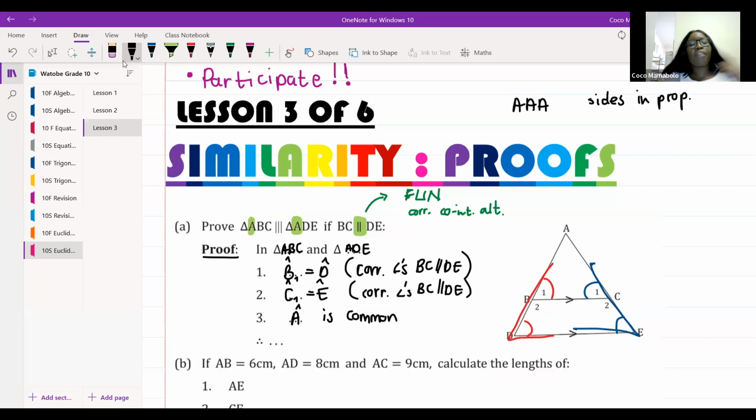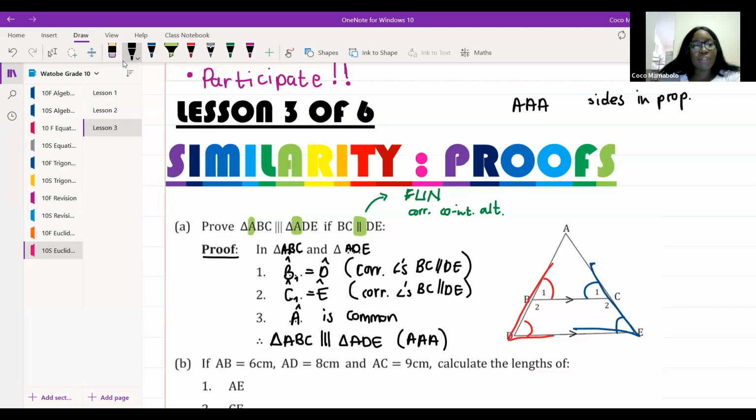All right, now that I've got my three reasons, I can then go, therefore, triangle ABC is similar, 1, 2, 3, to triangle ADE, and my reason is going to be, in this case, angle.